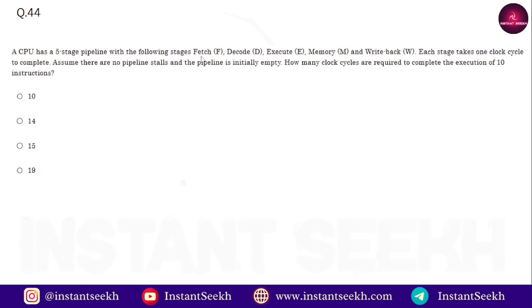Okay, so let's break it down. What are the stages here? F, that is fetch, decode, execute, memory, and write back. After the pipeline is filled, every subsequent instruction will be completed in one additional clock cycle because the stages work in parallel. So the first instruction takes 5 cycles. It will go this way: F, D, E, M, W.